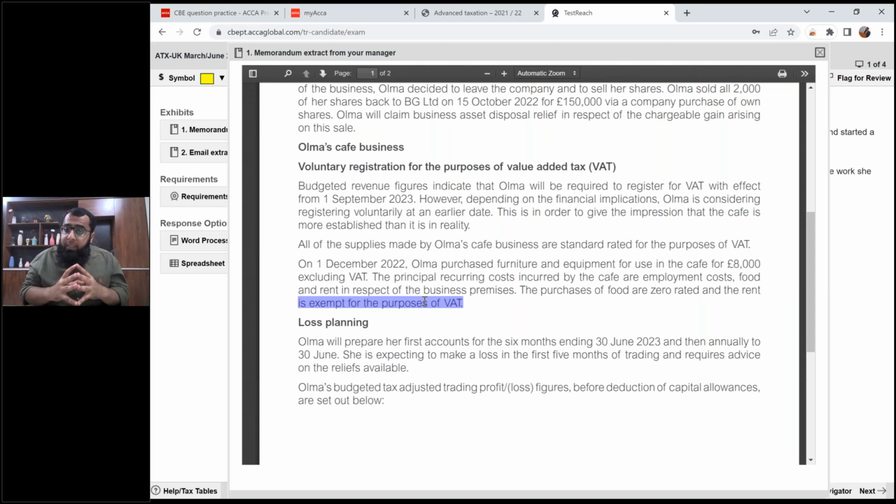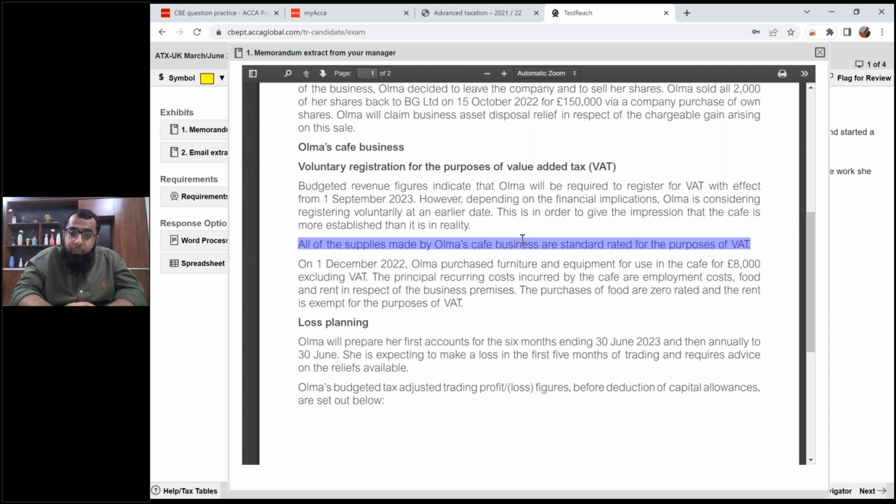So what you need to understand is that the expenses we are incurring are either zero rated or exempt for the purpose of VAT. So we are not paying any input tax. We are not paying any VAT to the supplier because the food is zero rated, and the rent is exempt. Whereas the finished good which we are making is standard rated.